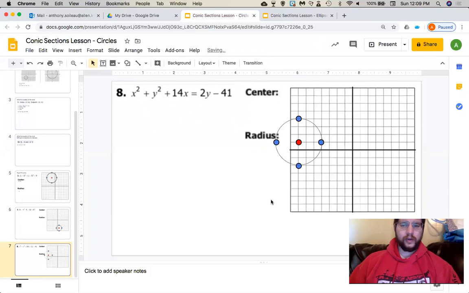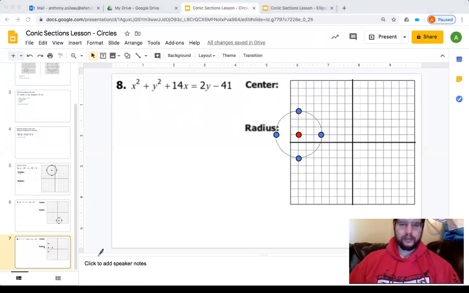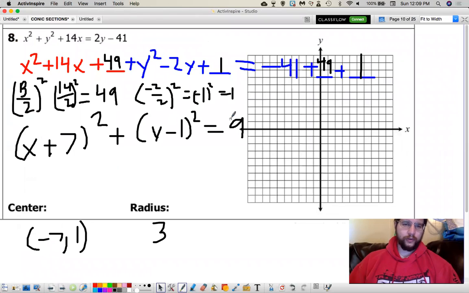Okay, that's completing the square, and the shortcut for completing the square. Radius, all this work. So how do we do it?